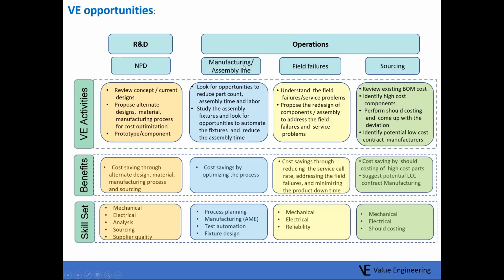And then next, manufacturing and assembly line. As I told, in the assembly line, you need to see what operations you can combine, or wherever you want to use automatic fixtures to assemble things, so that you can reduce the number of labor there, so that we can optimize the manufacturing cost.